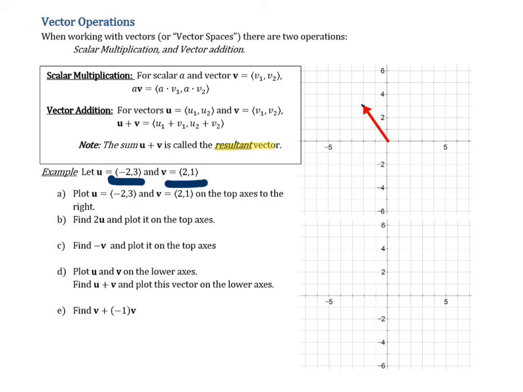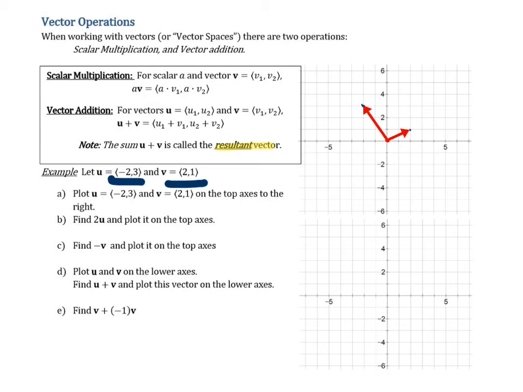Okay, and then we have 2, 1, right 2, up 1. That's this vector here. All right, and when we plot these on the top axis, we got two vectors going different directions. They got different lengths. All right. Now let's try to find what 2u is.